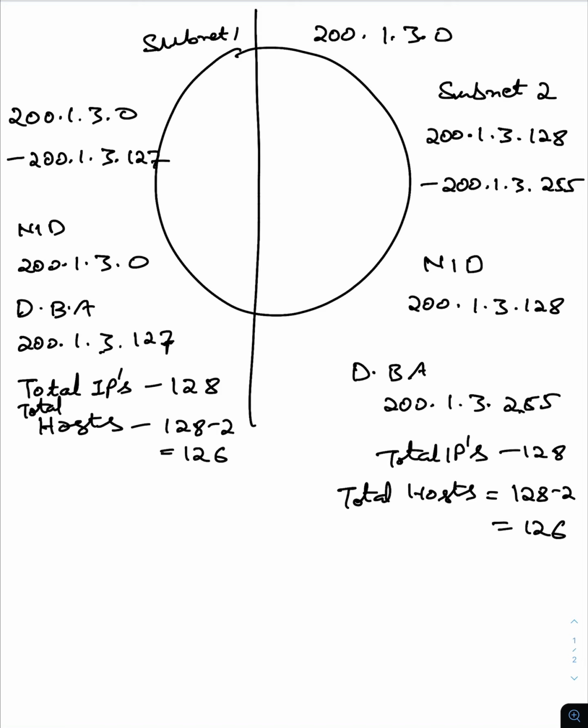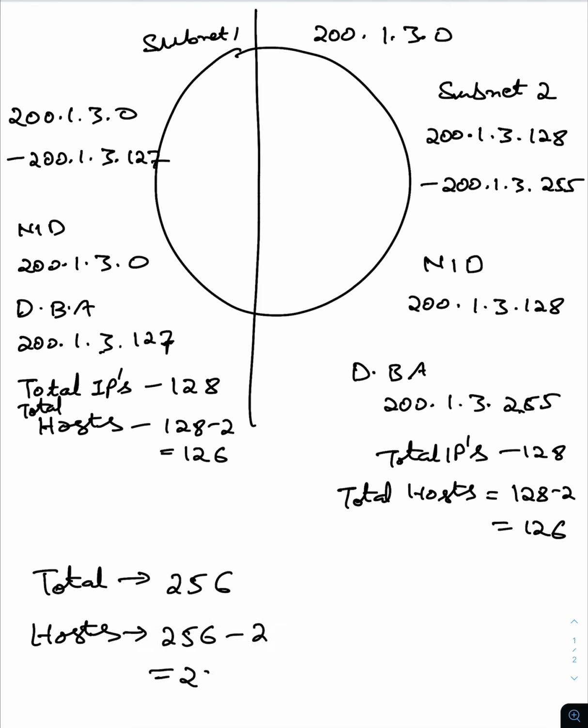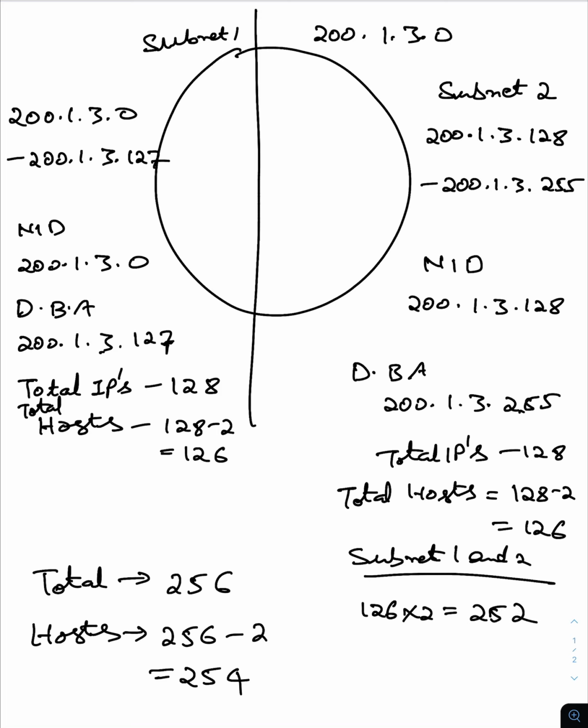Suppose you have just the one network, and you have now divided it into two subnetworks, subnet 1 and subnet 2. If you take it as one network, 200.1.3.0, then the number of IPs available for the entire network is 256, but hosts available are 256 minus 2, which is 254. But when you divide it into two networks, total hosts available are only 126 from subnet 1 and 126 from subnet 2, which is 252.